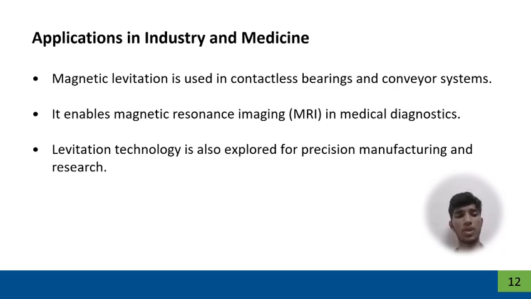Beyond transportation, magnetic levitation is used in many fields. Contactless bearings in mechanical machines reduce friction. Magnetic conveyor systems allow smooth transport of goods. In medicine, MRI machines rely on strong magnetic fields. Precision manufacturing uses maglev to avoid vibrations. Magnetic levitation technology is slowly entering more industries.